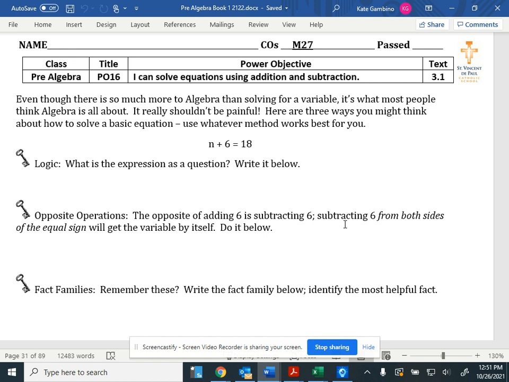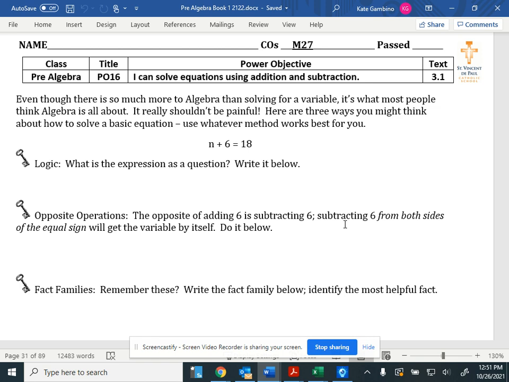We have three ways that you could think about solving a basic equation. Use whichever method works best for you. We've talked a lot about that in math, on how there's different ways to get to the same answer. Figure out which way you're most comfortable with.